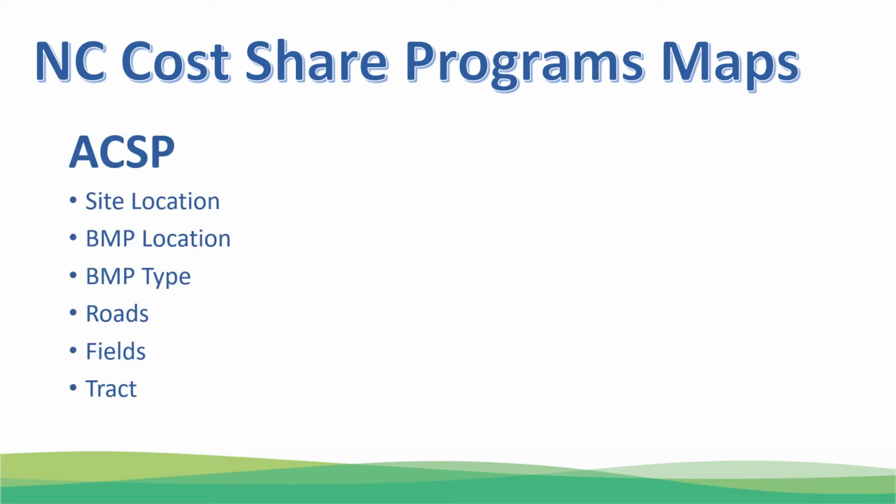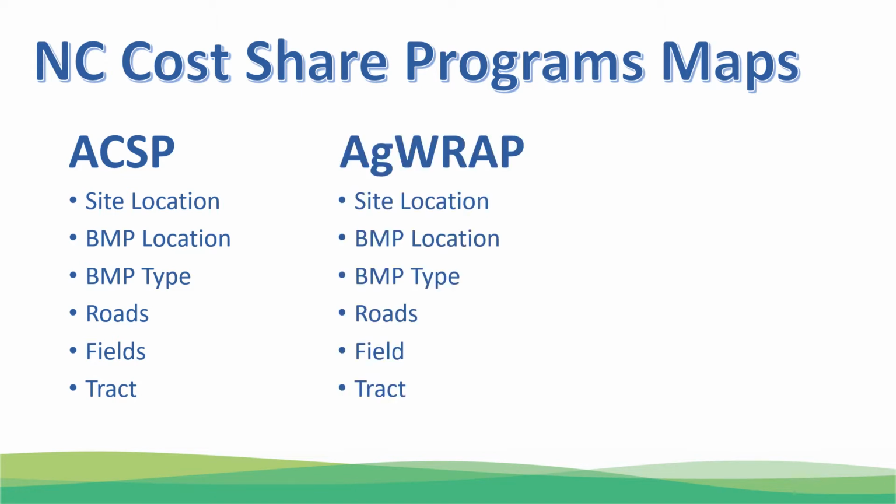Ag Cost Share Program maps require site location, BMP location, BMP type, roads, fields, and tracks to be displayed. AgWrap maps have the same requirements for their maps. However, the map must be included with their conservation plan and labeled as a conservation plan map. Again, for both programs, the information displayed in the map must match with the MAPIT information in CS Squared.